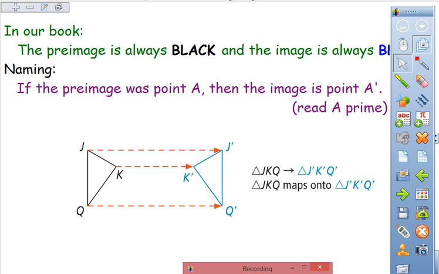In our book, the pre-image is always black and the image is always blue. If you're naming the pre-image as A, the image would be read A prime, and that little symbol or apostrophe is the prime symbol. So down here I would say triangle JKQ is mapped onto triangle J prime, K prime, Q prime. Triangle JKQ maps onto. That's what the arrow means, maps onto. And notice how when we have a triangle you use the triangle symbol.